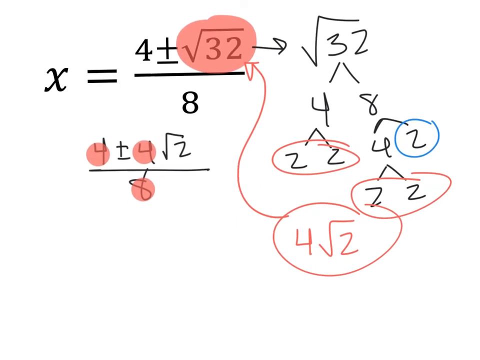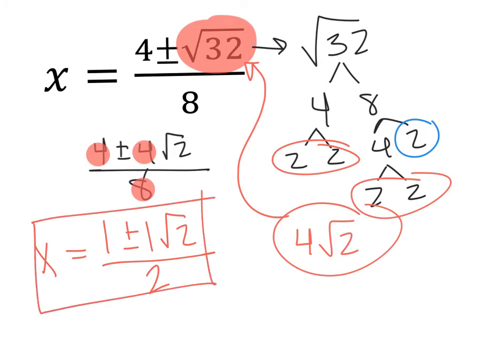Now we ignore what's in the radical 2 when we do this, because radical 2 is not actually 2. We only do what's outside. So since they're all divisible by 4, I'm going to divide everything by 4, and I get x equals 1 plus or minus 1 radical 2 over 2. And that's your answer. Now you don't need the 1 in front of the radical 2 here, so you could just put radical 2, but just showing you how you get that.